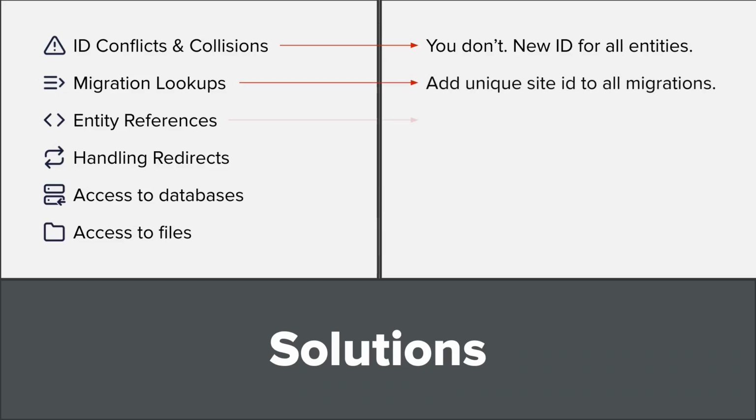And for migration lookups and entity references, what we did for this project, we ended up adding a unique site ID to every migration script that we wrote. And essentially what that became, this migration came from website number 1, and that became an ID in the lookups tables, along with node ID 1.